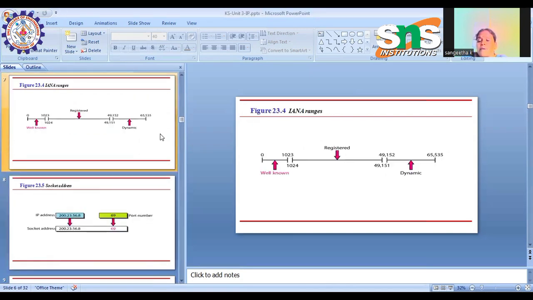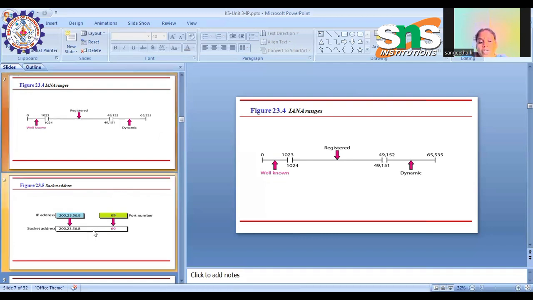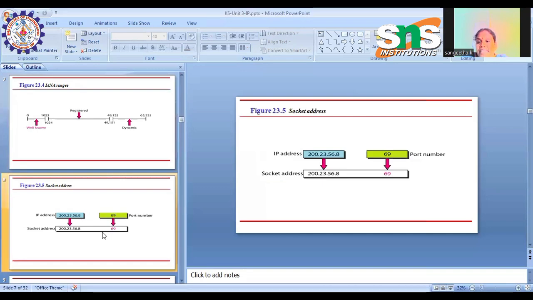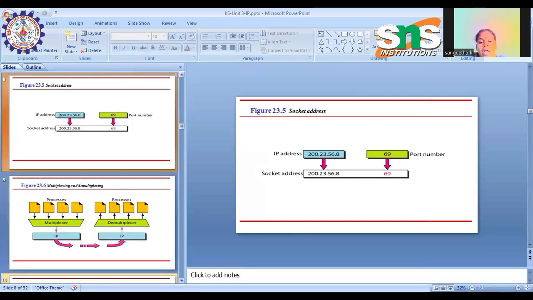Normally, port numbers range from 0 to 65,535. In this, ports 0 to 1023 are well-known port numbers, and 1024 to 49,151 are registered ports. The remaining ports are assigned for dynamic applications. Here, a socket address is identified with the help of the IP address. 69 is a port number, and the IP address is 200.20.56.3.